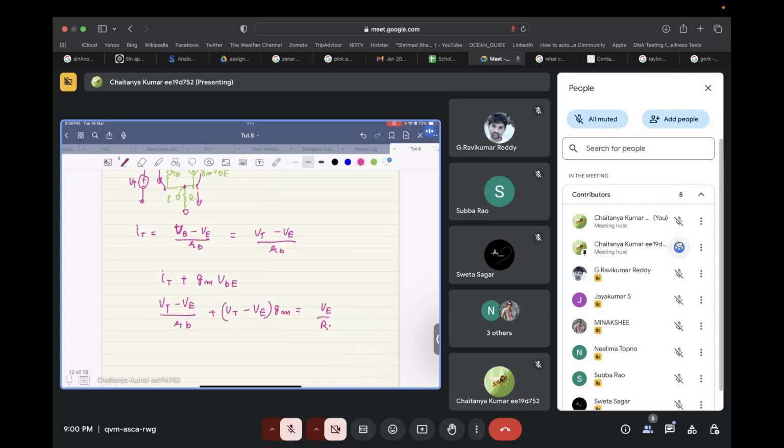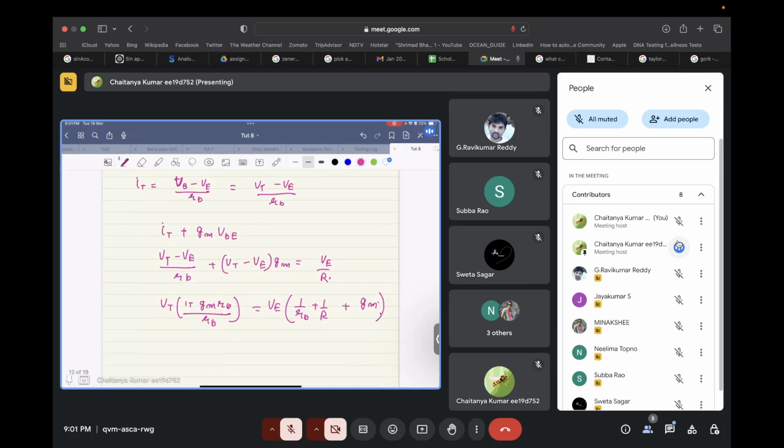Okay. So if we equate that, we have VT times (1 plus GM RB) divided by RB is equal to VE times (1 by RB plus 1 by R plus GM). Is it clear? So this 1 by R plus 1 by RB is basically the expression for the parallel combination of RB and R. So we'll write it that way: 1 by (RB parallel R) plus GM.